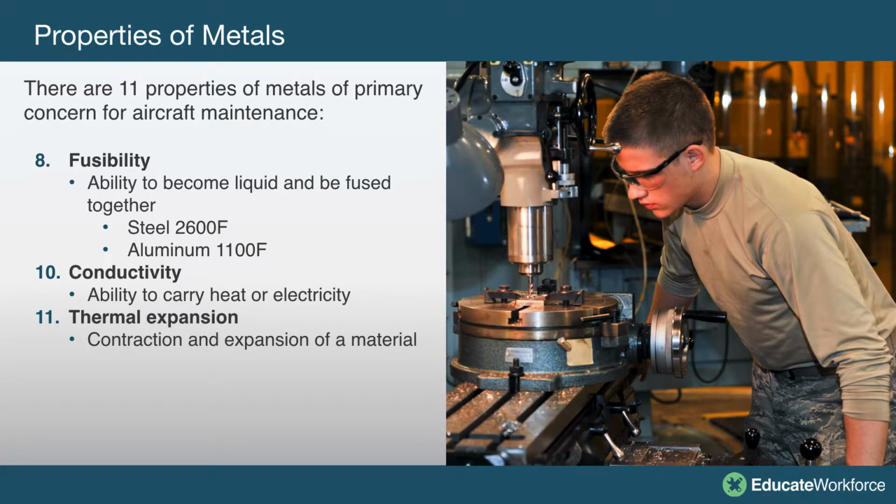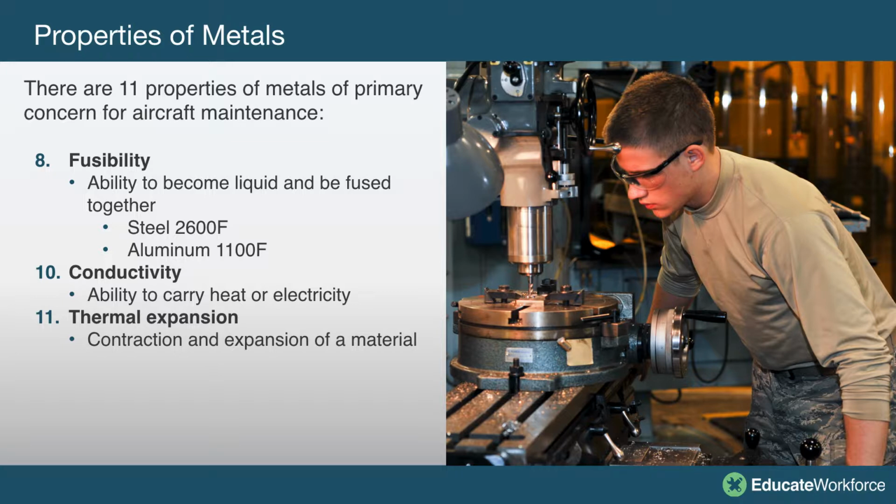Fusibility is the ability to become a liquid and to be fused together. Steel is going to melt at 2600 degrees Fahrenheit, whereas aluminum melts at 1100 degrees Fahrenheit. So there's no way that you could fuse steel and aluminum together. The conductivity property is the ability to carry heat or electricity. Copper is a good conductor. Aluminum is almost a good conductor. Not only do they carry electrons, but they also transfer heat readily.